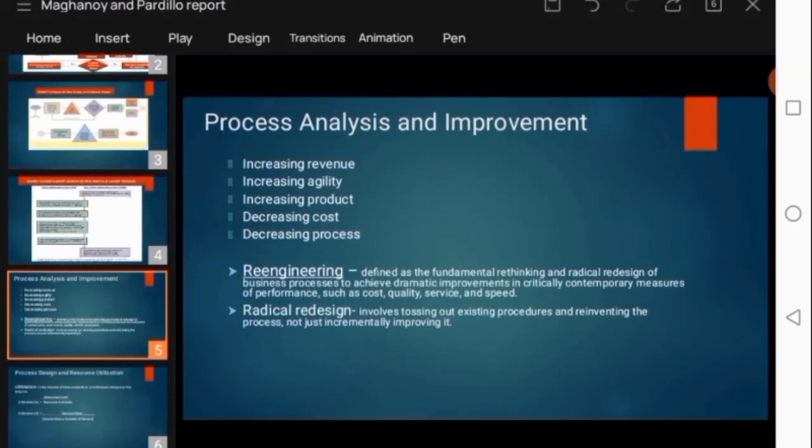Reengineering, defined as the fundamental rethinking and radical redesign of business processes to achieve dramatic improvement in critical contemporary measures of performance, such as cost, quality, service, and speed. Kumbaga, re-engineering is kanang mag-change kag mga pamaagi sa pag-run sa business or organization in order to make it more successful. Radical redesign involves tossing out existing procedures and reinventing the process, not just incrementally improving it.